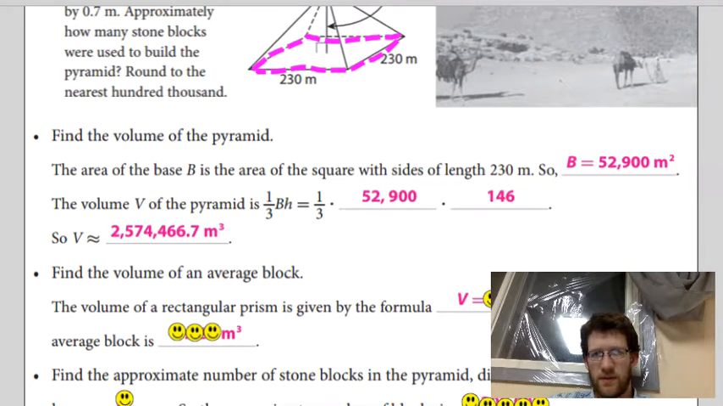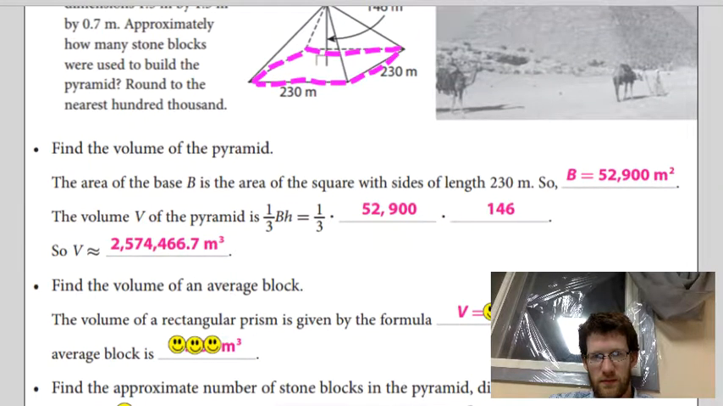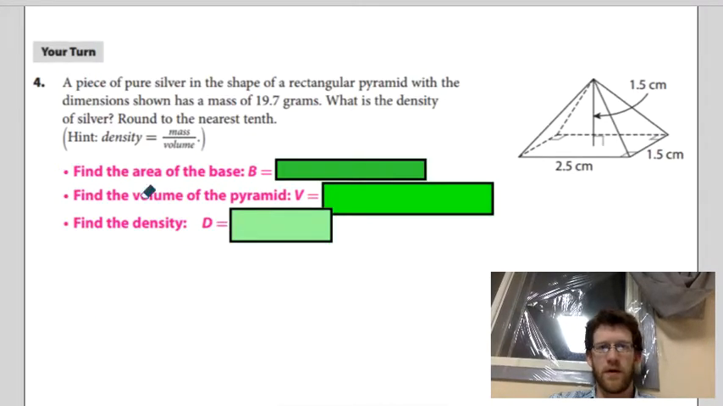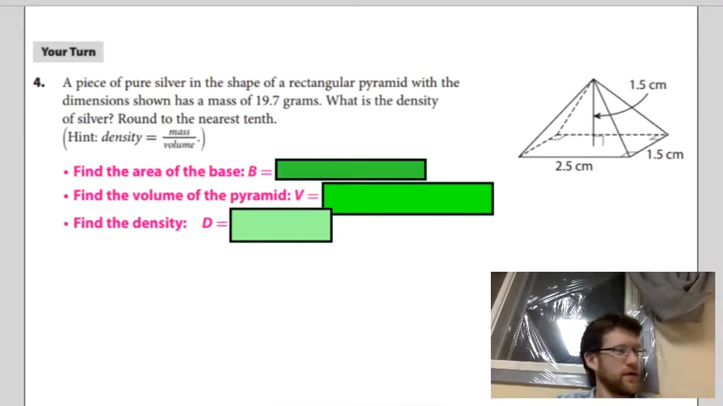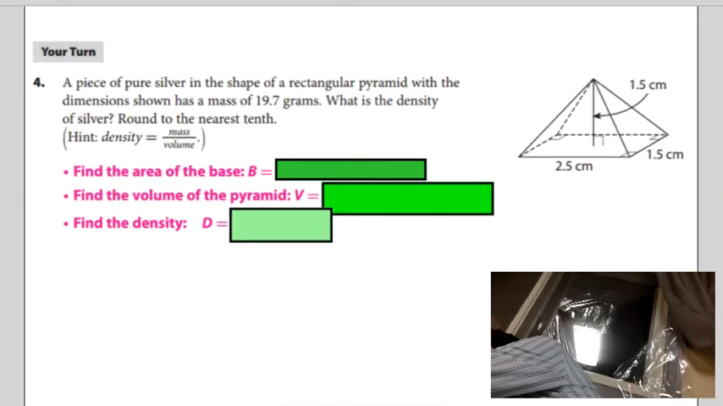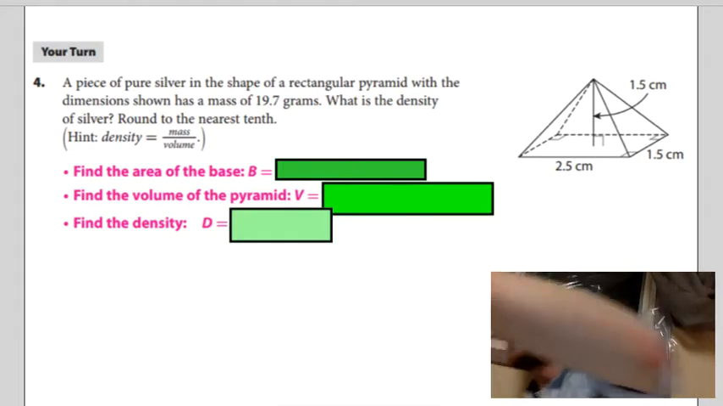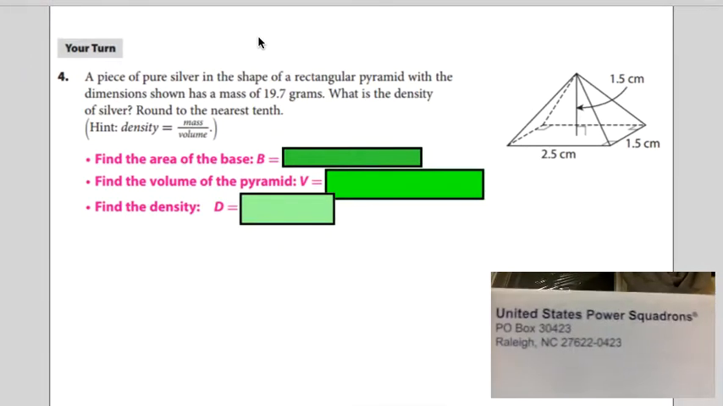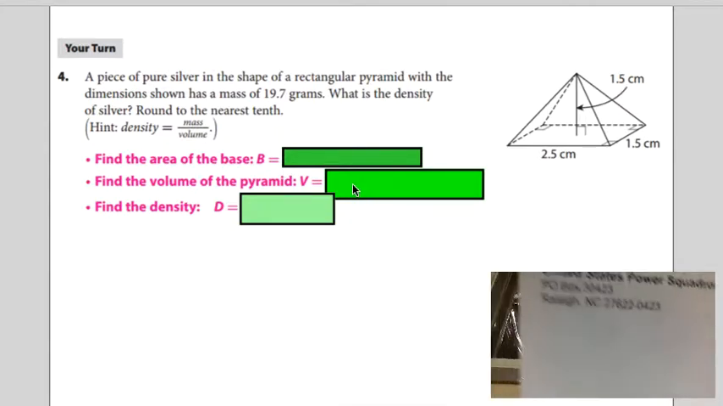If you are curious about what the answers are there, I'll go ahead and give those to you. You can pause it if you want to write those down. Okay, see if you can do this one. Pause.